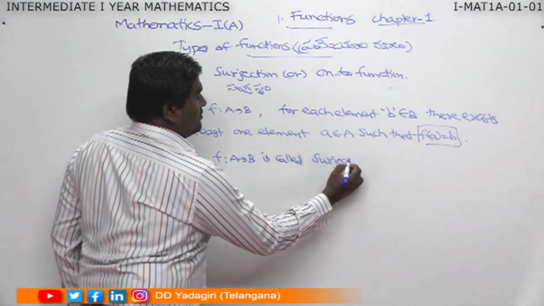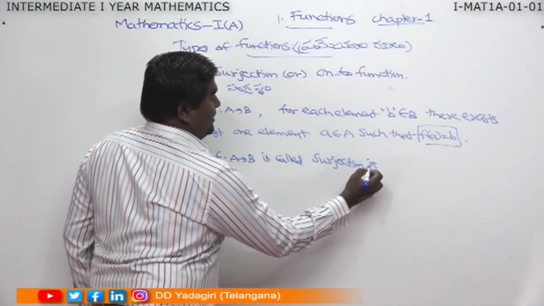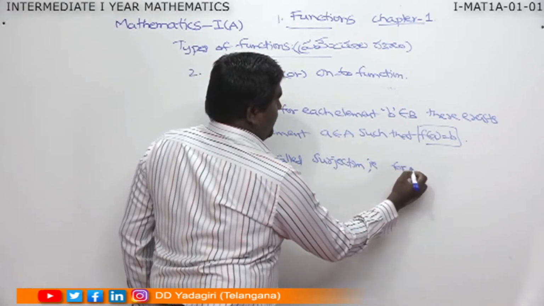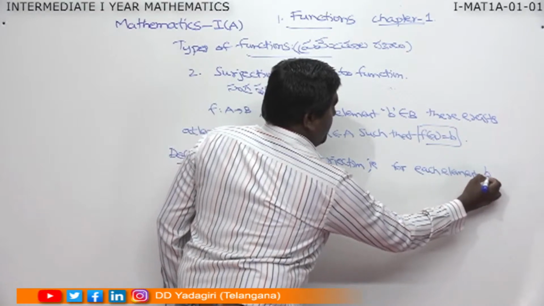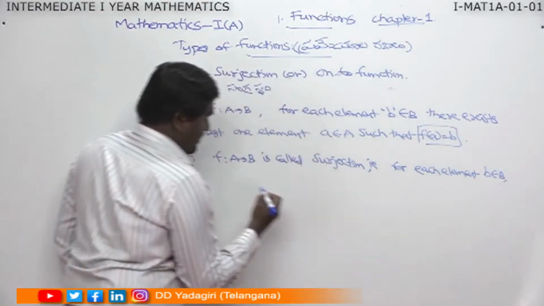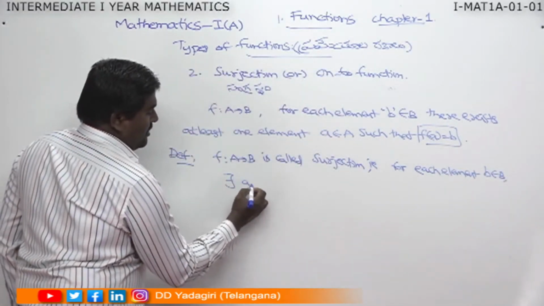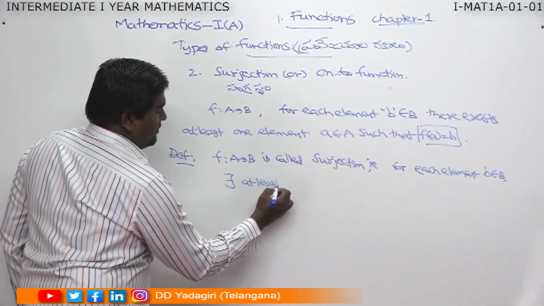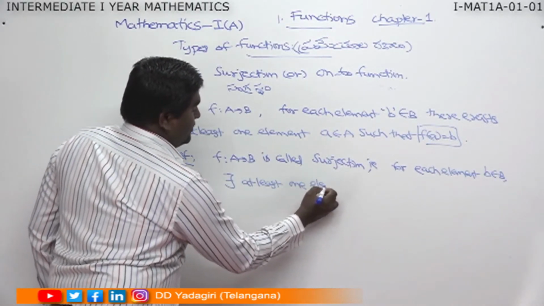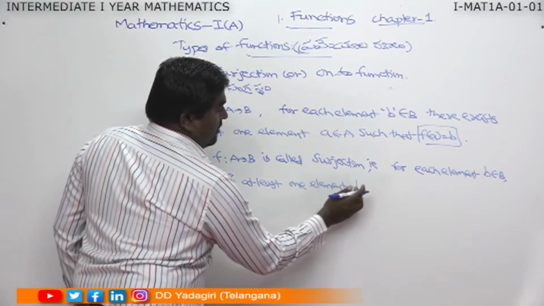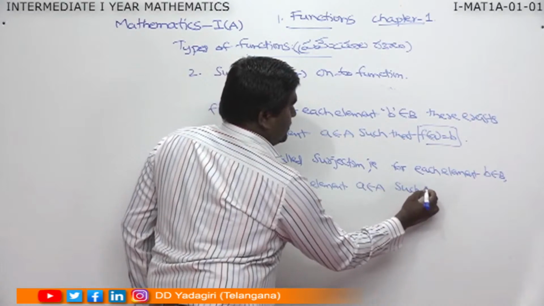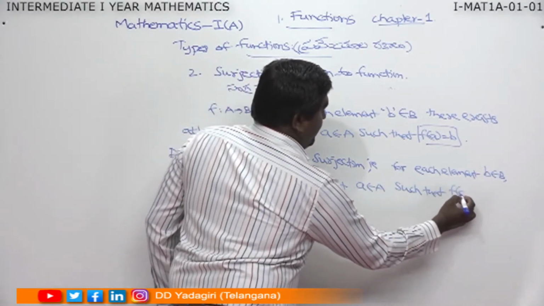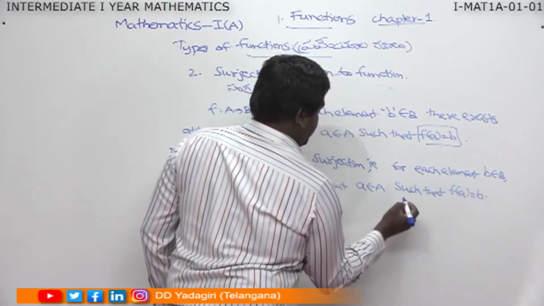f maps A to B is called surjection, that is, for each element b belongs to B, there exists at least one element a belongs to A such that f of a is equal to b.